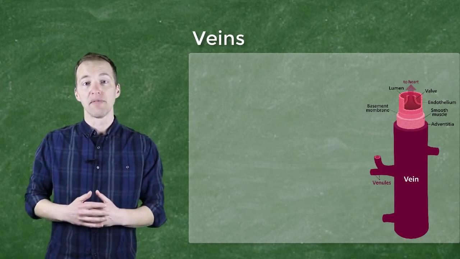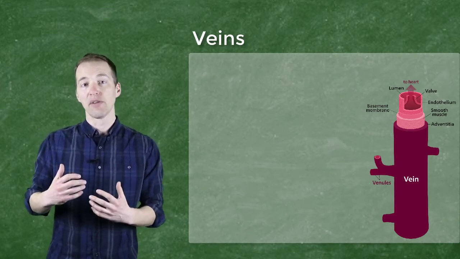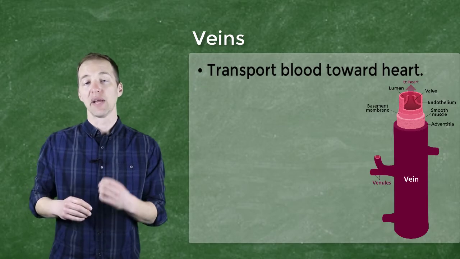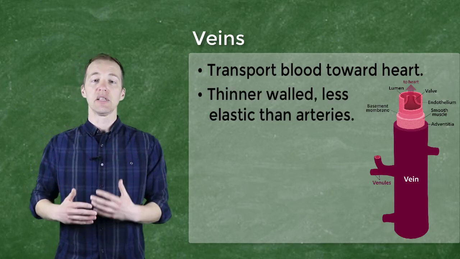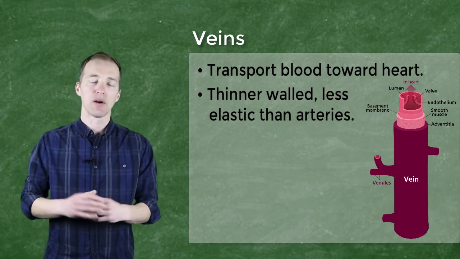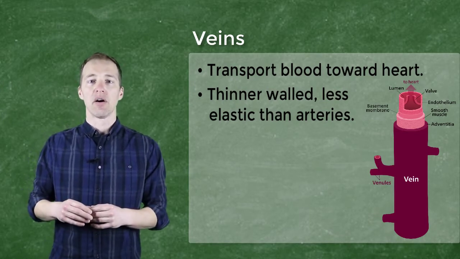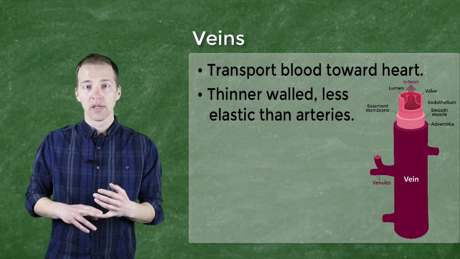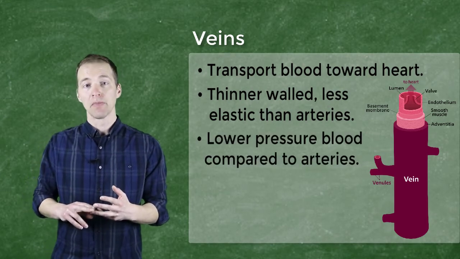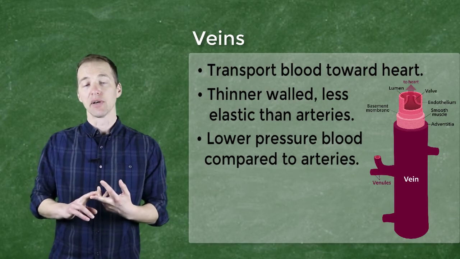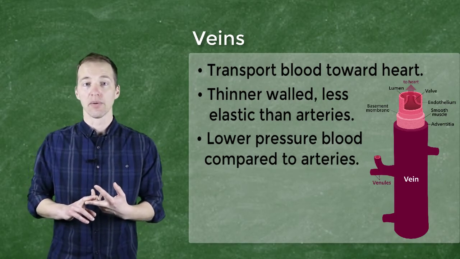So the first blood vessel that takes the blood away from the capillary network are these smaller veins or venules. It then moves into the larger veins. Now these veins don't have the same characteristics as arteries. They are thinner walled. They generally accommodate lower pressure blood, and they are a little less elastic or a little more rigid than the arteries are.